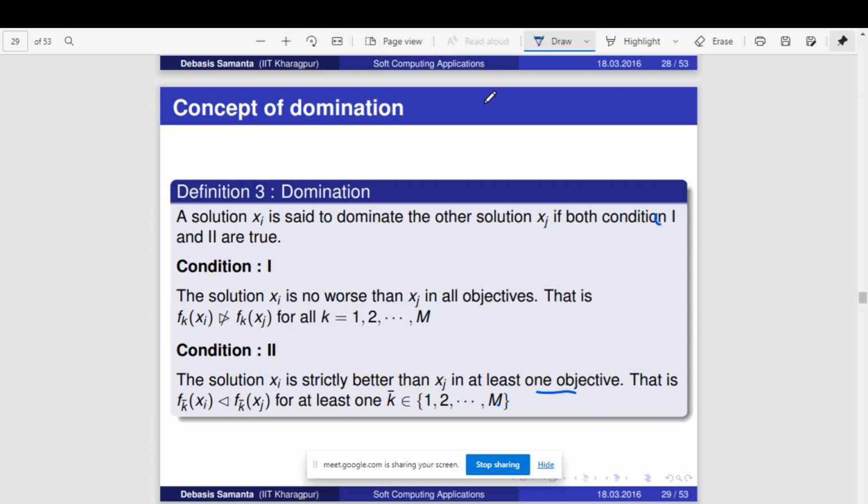When the objective is to maximize, then when will you say that xi is better than xj? Yes. Okay. When the problem is to minimize, if the objective is to minimize, then when will you say that xi is worse than xj? Is it clear? Assume that the objective is to minimize, then when will you say that xi is worse than xj?